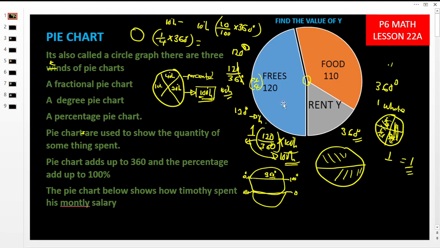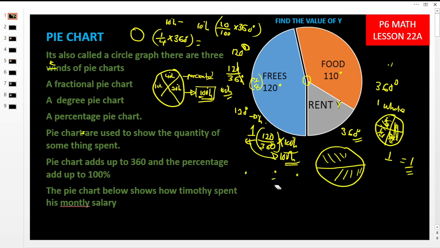So it is showing us how Timothy spent his monthly salary. It is the same pie chart here. He spent 120 degrees on fees, and 110 degrees on food, and rent is a degree which we don't know. Then the question is telling us to find the value of y.